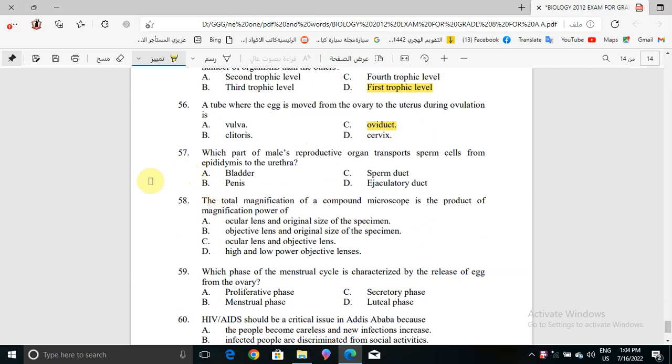Now question number 57, which part of the male's reproductive organ transports sperm cells from the epididymis to the urethra? Bladder, penis, sperm duct, or ejaculatory duct? The correct answer will be the sperm duct. That is the male's reproductive organ that transports sperm cells from the epididymis to the urethra, right? This is the sperm duct.